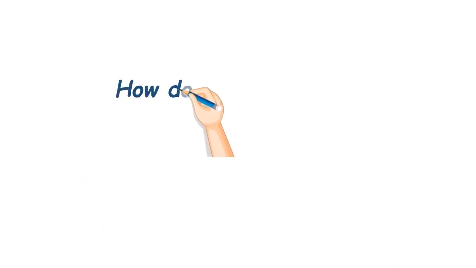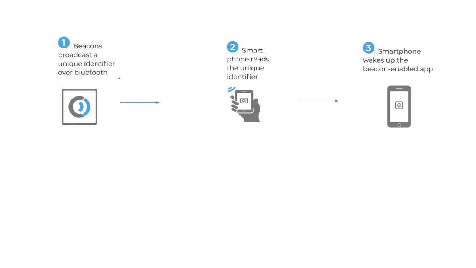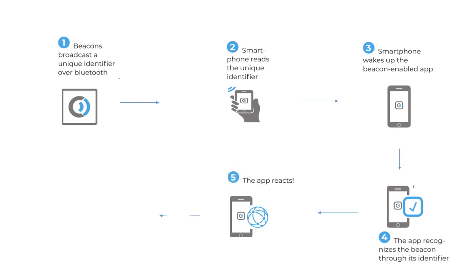Now, we want to know, how do beacons work? First, beacons broadcast a unique identifier over Bluetooth. Second, the smartphone reads the unique identifier. Third, the smartphone wakes up the beacon-enabled app. The app recognizes the beacon through its identifier. And then the app reacts. And finally the user receives the information.